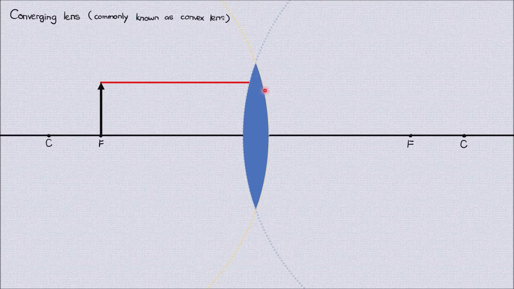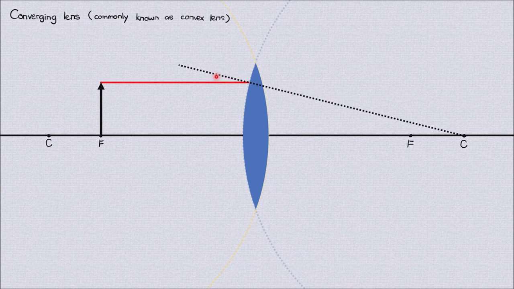These two curved surfaces here are formed by a circle or a sphere. In that case, if you draw a line from the center of curvature out towards that point on the lens surface, that line itself will be the normal line. In this case, this dotted line here will be the normal line. Now we have a normal line ready.